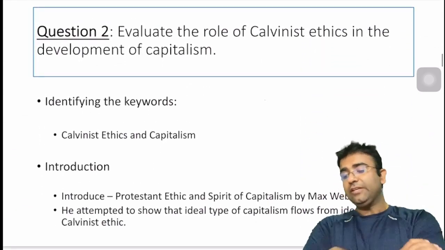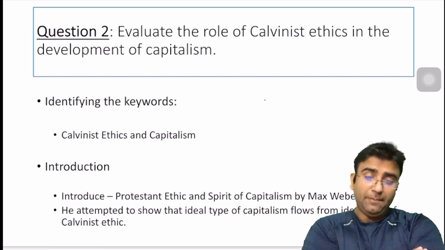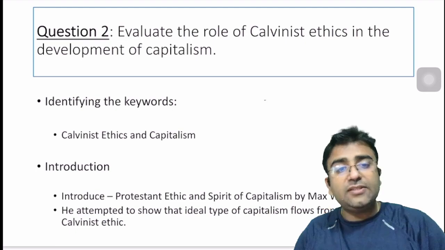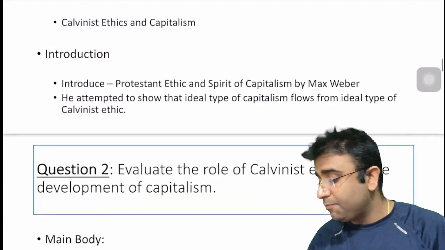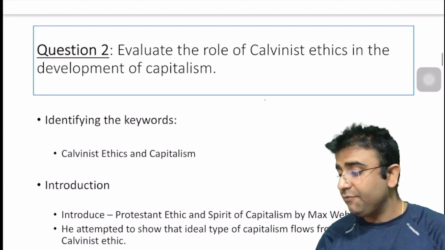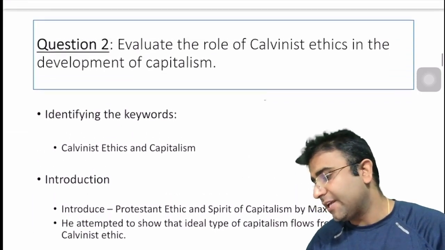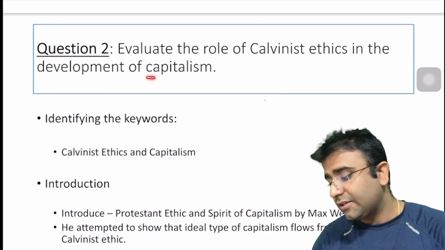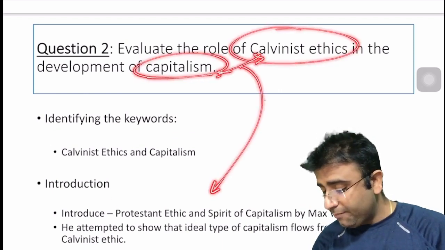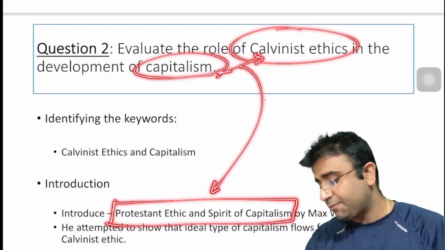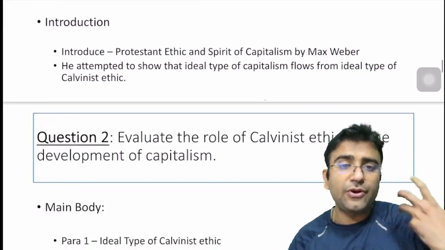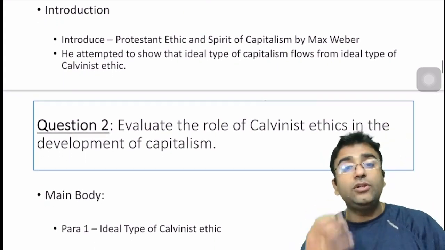Evaluate the role of Calvinist ethics in the development of capitalism. This question is borrowed from the Protestant Ethic and the Spirit of Capitalism book written by Max Weber. So you are identifying the keywords here. The keywords here are Calvinist ethics and capitalism. And these two keywords are related to each other by Max Weber's book that is known as Protestant Ethic and the Spirit of Capitalism. So in your introduction, you are going to tell the examiner, I know this answer.